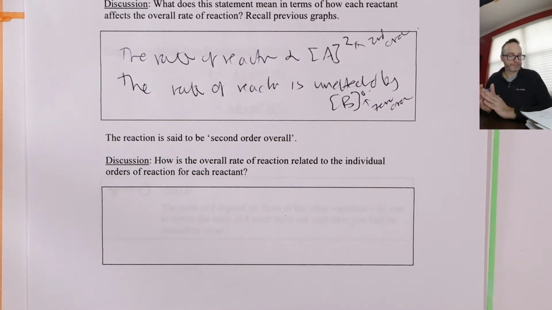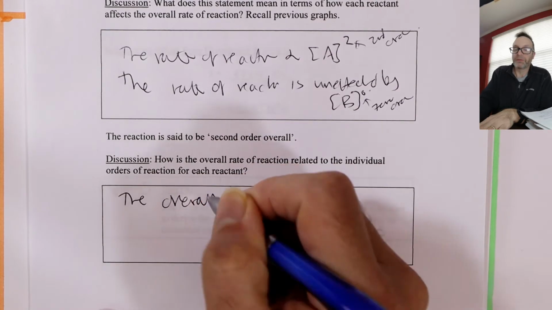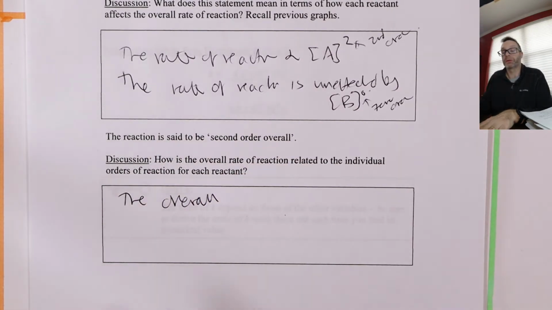Now, how is the overall rate related to the individual orders of reaction? Mentioned it already. Sum them up, that's your overall order. So the overall order, so the reaction as a whole has an overall order of reaction.